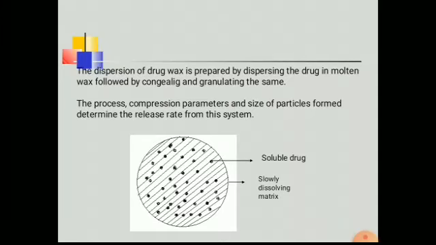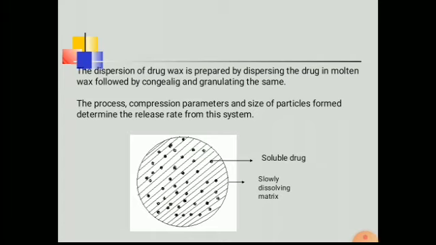So that is the thing, we are going to disperse drug and wax in a melted state. First we have to melt the wax. To that melted wax we have to add the drug particle and we have to shake it vigorously to maintain the homogeneity of the drug and wax product. That is called the congealing system, where cross-linking of polymer will take place. The process, compression parameters and size of particles formed determine the release rate from this system.